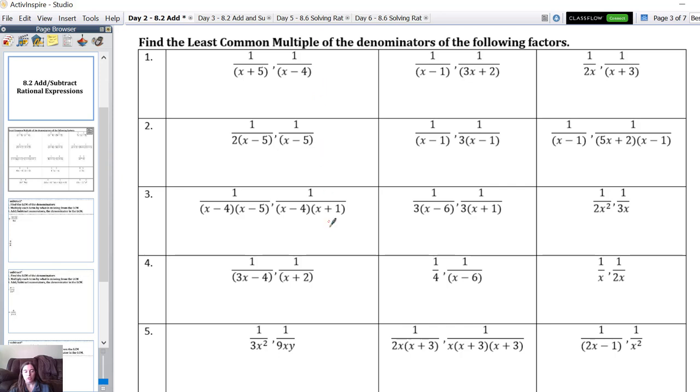So we need to find the least common multiple of these expressions. I'm just going to take one from each row, but if you want to practice the other ones, I'll put the answers in the description box of this video.